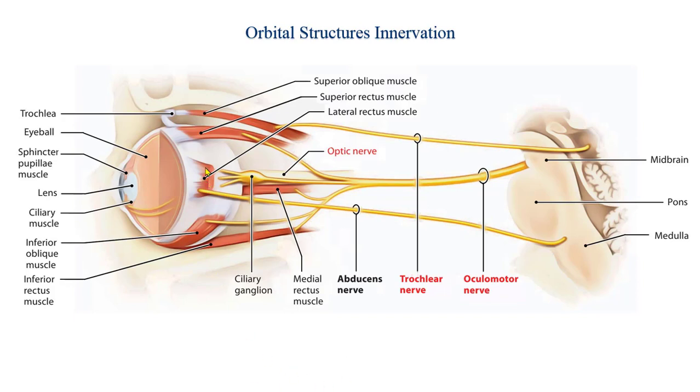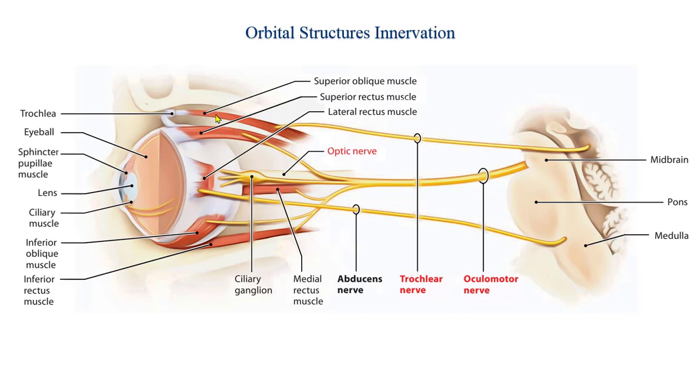Innervation to the lateral rectus muscle is provided by the abducens nerve, a cranial nerve that serves only a single function. The abducens nerve enters the orbit through the superior orbital fissure. Another cranial nerve that you see here is the trochlear nerve. This one is the fourth cranial nerve and it's a motor nerve that innervates a single muscle, which is the superior oblique muscle of the eye.